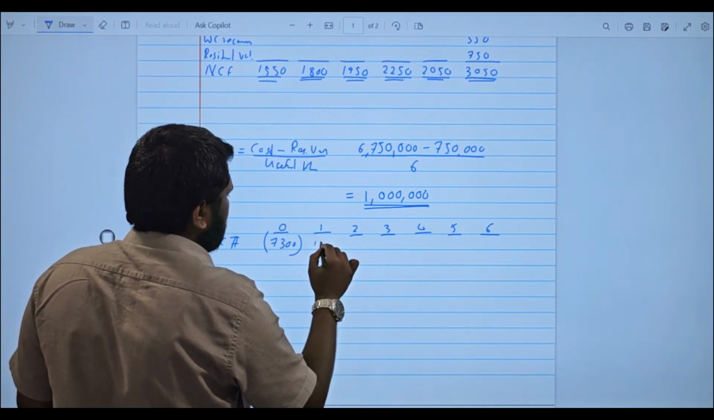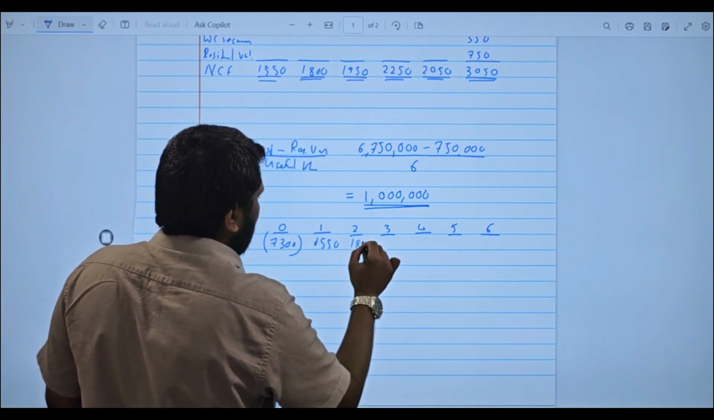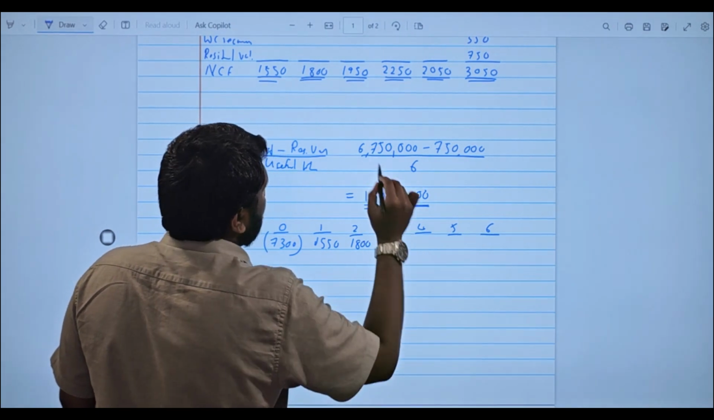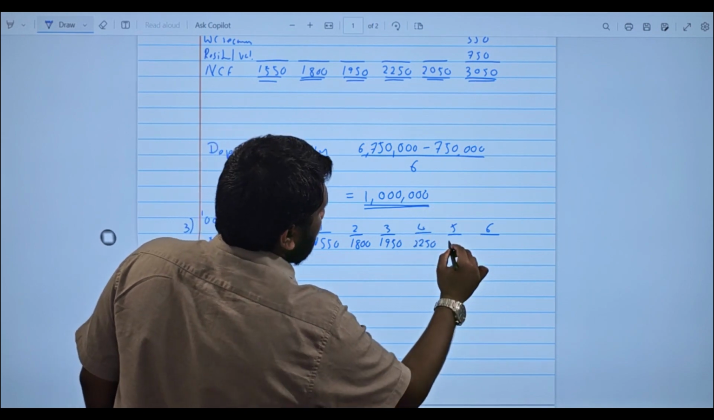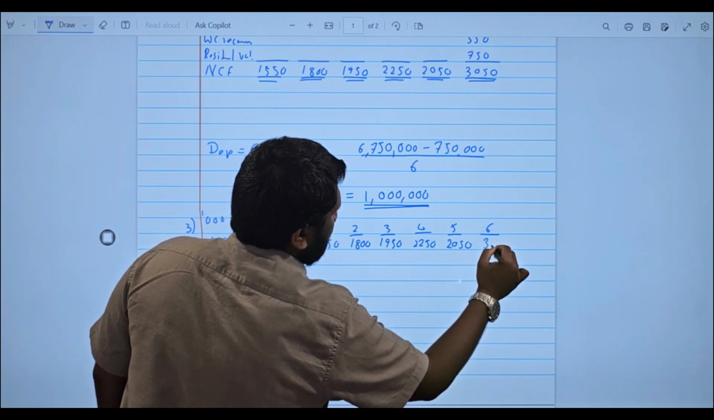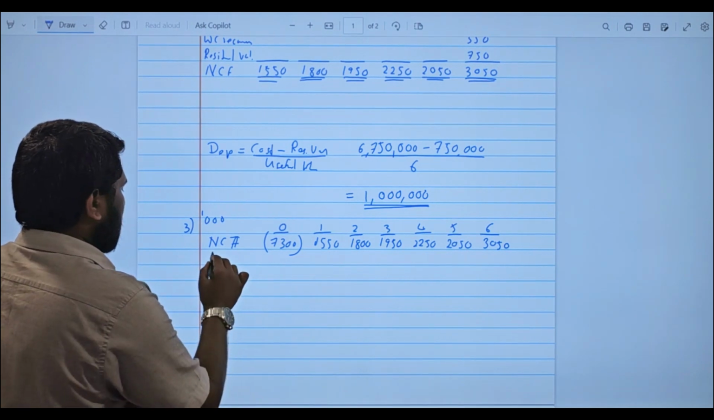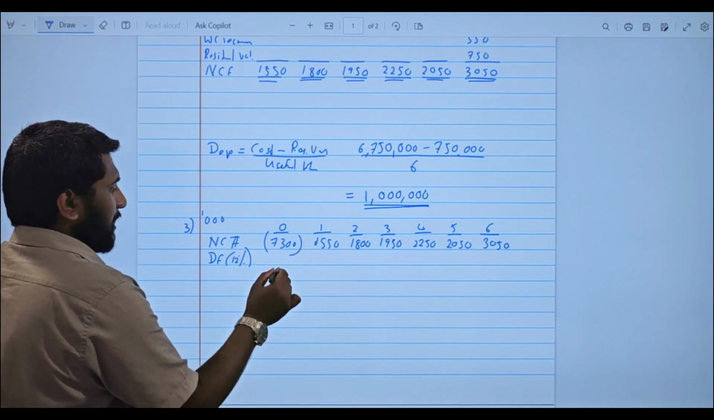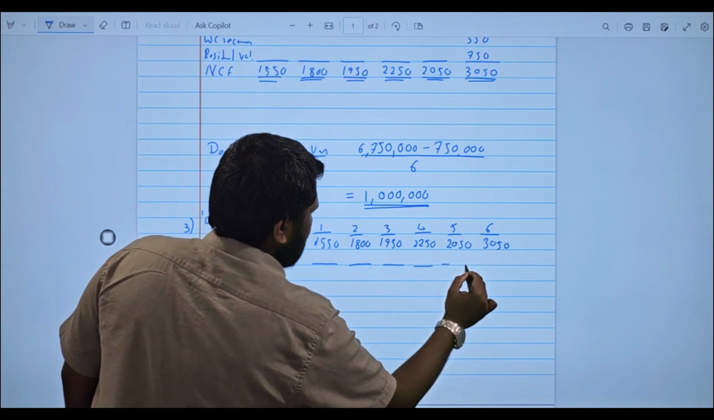Then first year 1550, second year 1800, third year 1950, fourth year 2250, fifth year 2050, sixth year 3050. Now let's take the discounting factor in this question. The discounting rate is 12%. Always the year 0 discounting factor is 1. So let's take it for the remaining years as well.